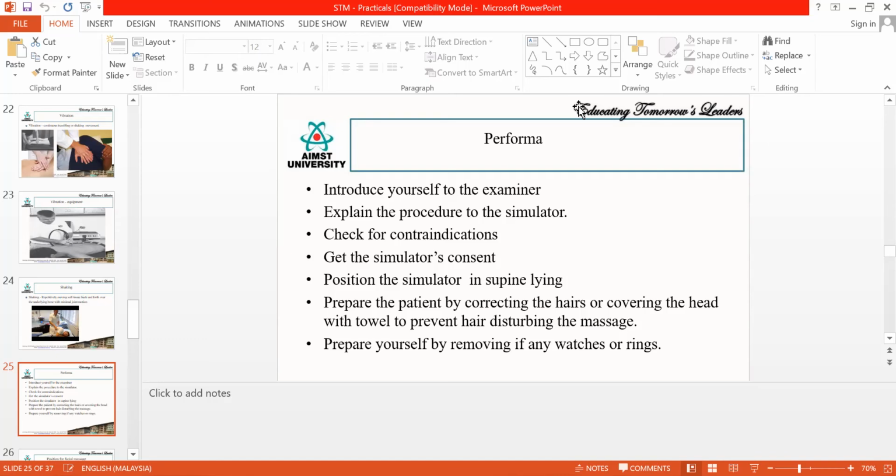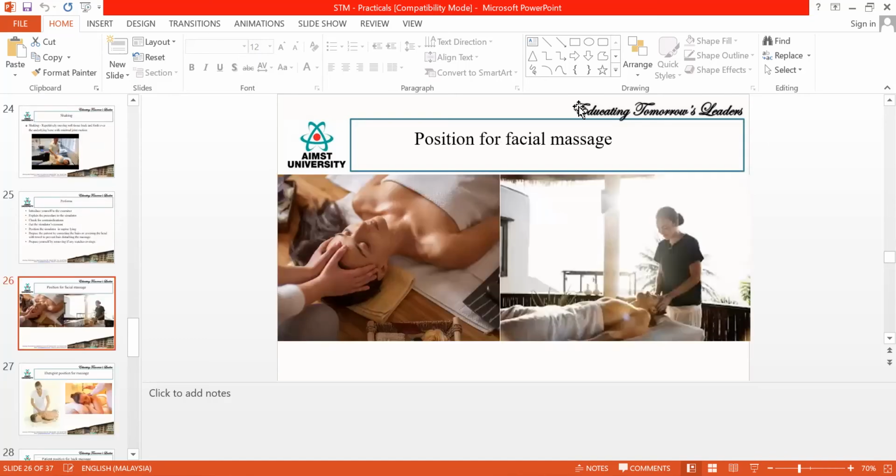So first you have to position the patient, then you have to position yourself. For the face, you are supposed to either sit behind the head, or you can stand behind the patient. So this is the position for facial massage for the therapist. The patient will be in supine lying. You can apply a hairband and cover the hair so that it is not hindering your face. Second, you have to prepare the patient. Preparing the patient is covering the patient with a towel and covering the patient's hair so that it is not disturbing you. So that is your preparation for the patient.